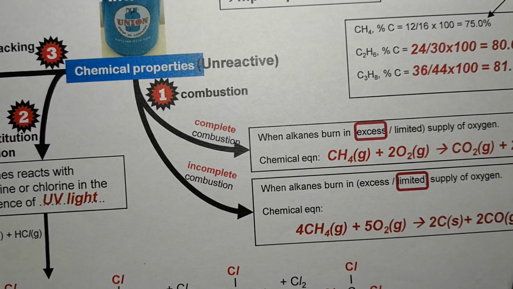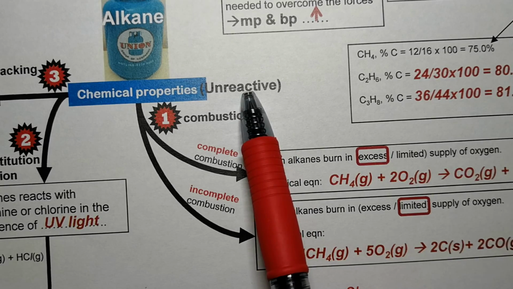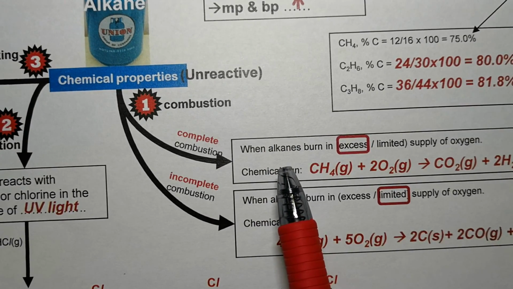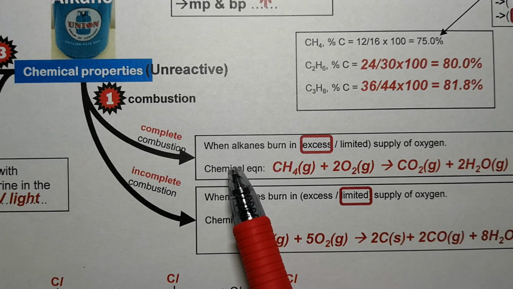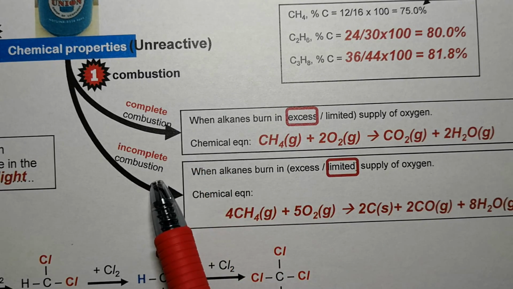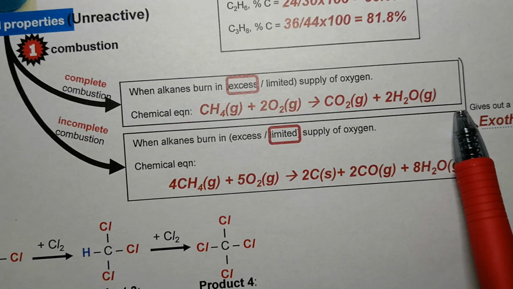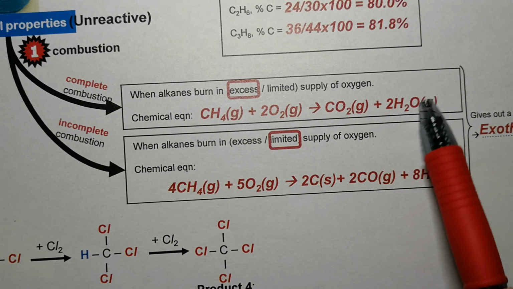Okay, now is the chemical properties of alkane. Now, alkane generally is unreactive, but it undergoes several chemical reactions. The first one is combustion. Combustion, of course, you have complete combustion and incomplete combustion. Complete combustion will give carbon dioxide and water vapor. Okay, this is the water vapor. That's why it's gas here.